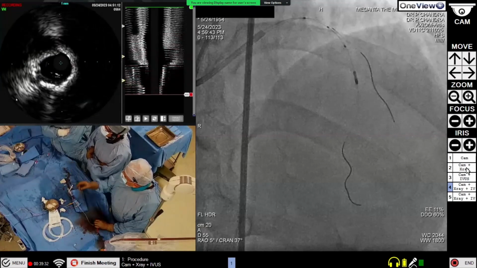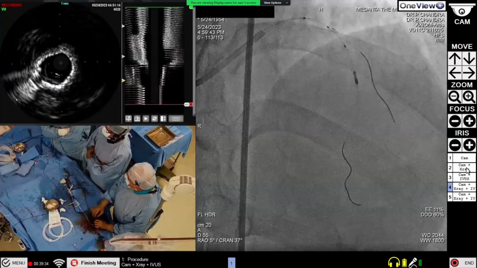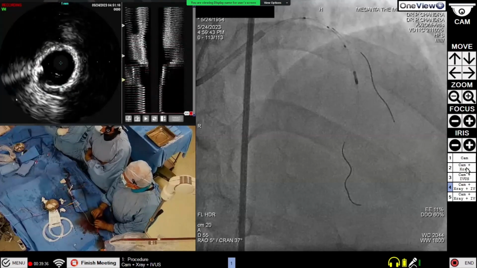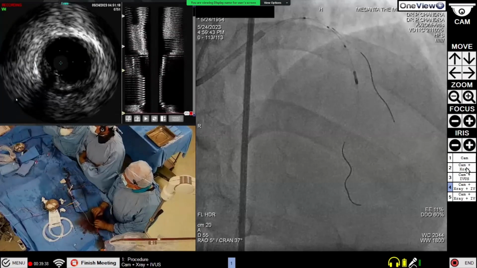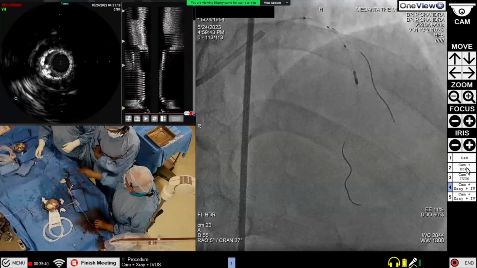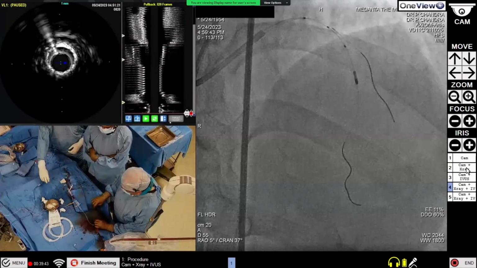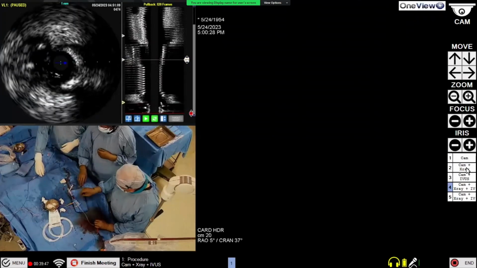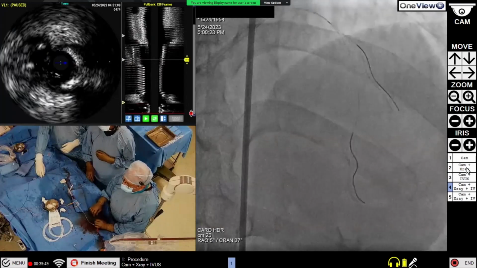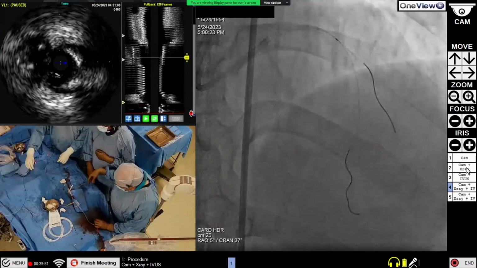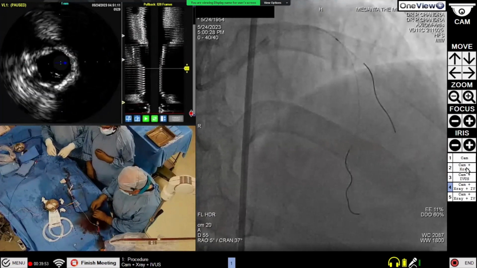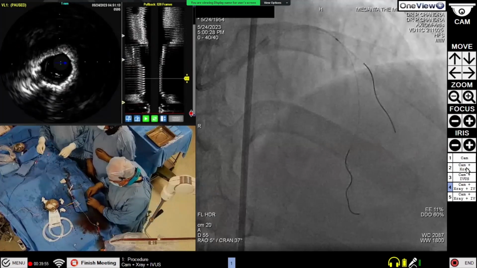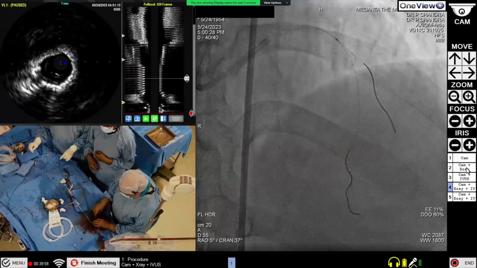So here you can see the cracks. You can see multiple cracks, the ring is completely broken, and it is expanded. Wow, that's excellent. So the ring has been broken, and sorry, where's the wire? Is the wire out? No. Okay, so we are really in a very good position, and we are ready now for the drug balloon.